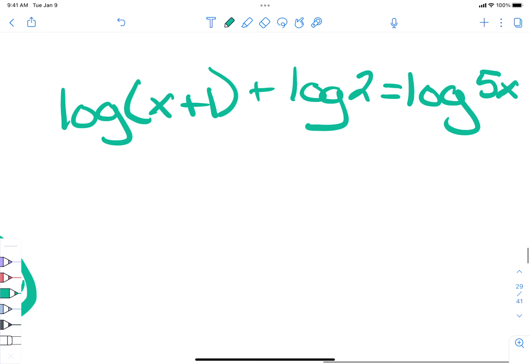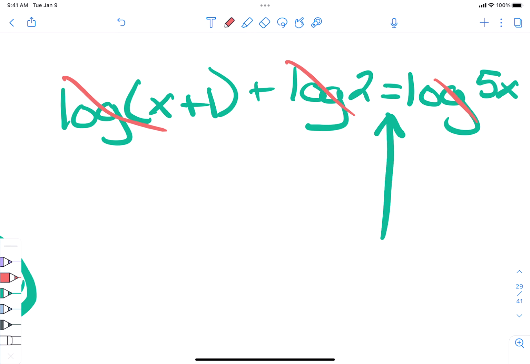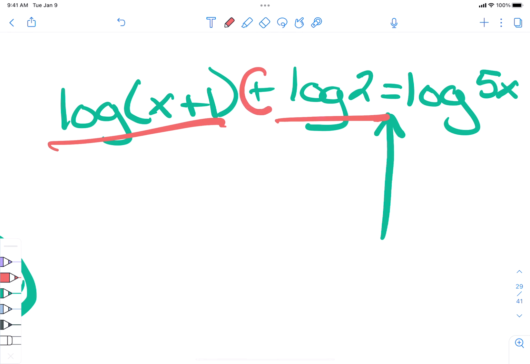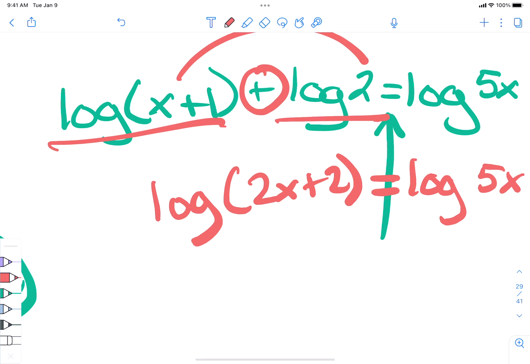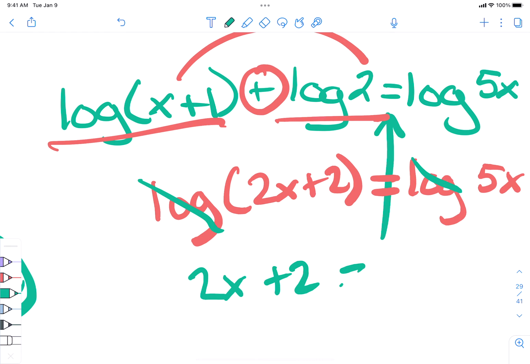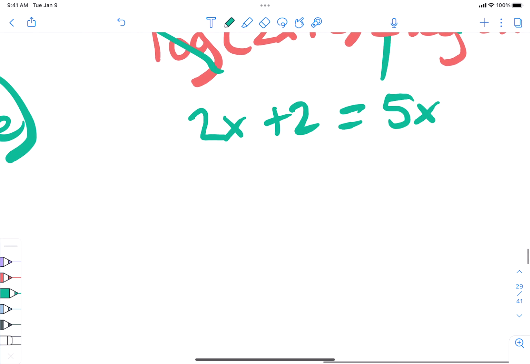Okay. So if we're combining stuff, here's my equal sign. I can't just cancel, because there's 3 of them. I have to have only 1 on each side, which means these 2 need to be combined. And what's between them? Plus, which means multiply. So I'm going to multiply those 2 together. So this becomes log of 2x plus 2 equals log of 5x. Okay, now you can cancel. 2x plus 2 equals 5x. This doesn't come out nicely, but we're just going to leave it as a fraction. It's okay.